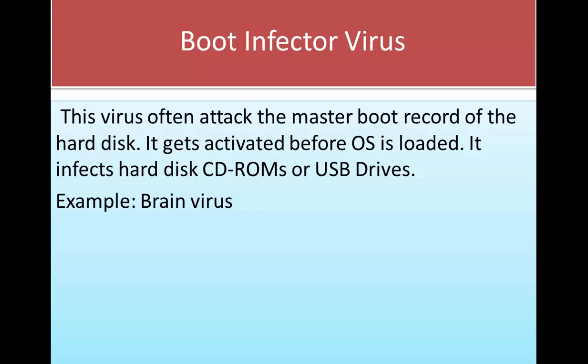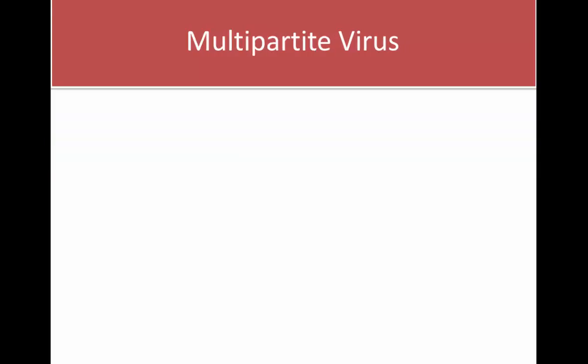main storage. Okay, so it gets activated before the OS is loaded because this master boot record is responsible for loading the operating system. And this virus resides in the master boot record sector. So it gets loaded before even the operating system gets loaded into the main computer memory. So it infects the hard disk, CD-ROMs and USB drives. Example, brain virus. Next is multipartite virus.